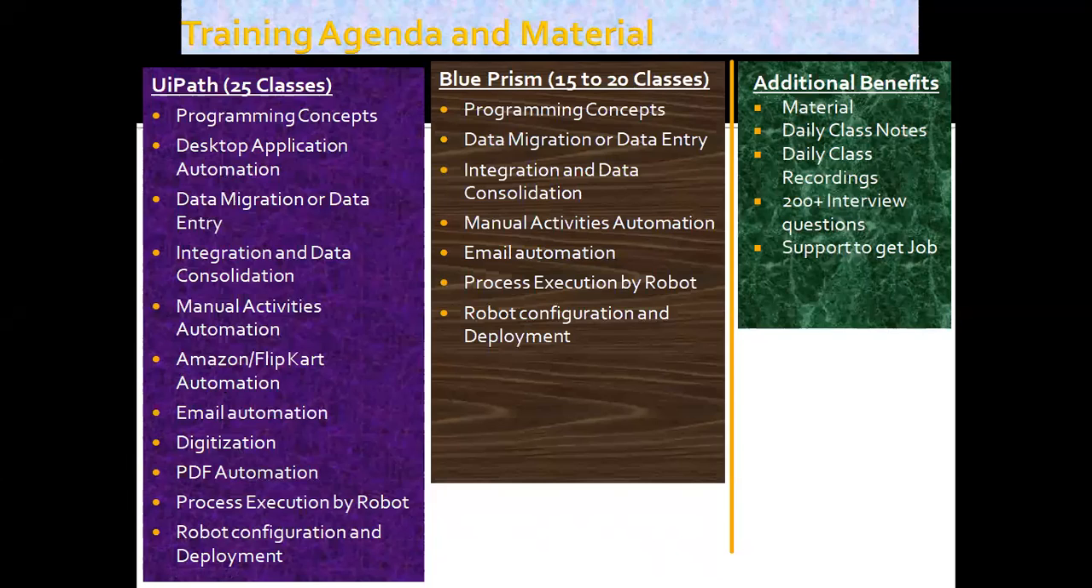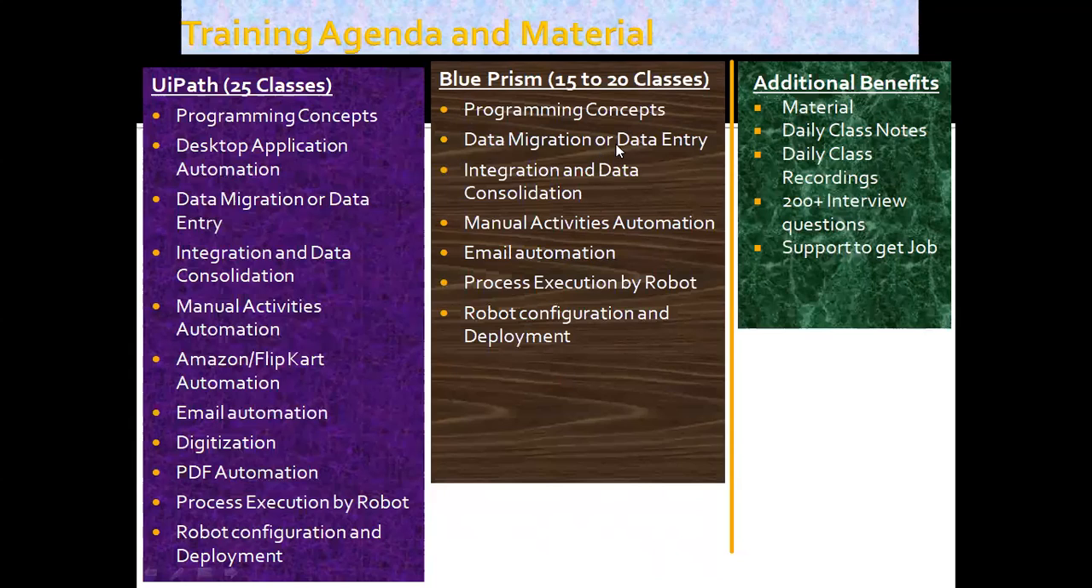If cost is so and so, features are so and so, you just send me an email. If you want to configure that kind of thing, you can also configure. Email automation is also there. Digitization related use cases, PDF automation use cases, and process execution by robot configuration and deployments. So from these you will have around 25 use cases here. Okay, 25 to 30 I can say.